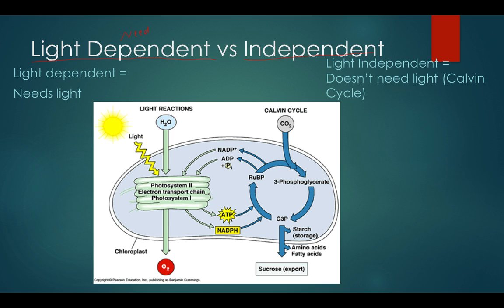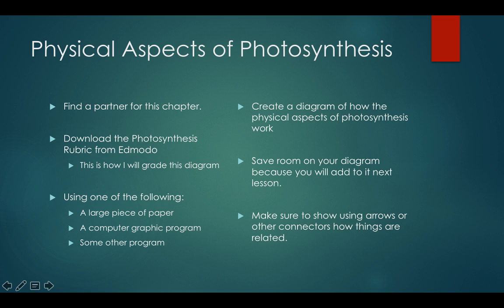So the light-dependent reactions are the part that need light. The light-independent reactions are the part that don't need light. So basically, it's cut into two parts: the light reactions and the non-light reactions, or the light-independent reactions. And these two work together to make the final product, which is going to be sugar in the form of sucrose and glucose.